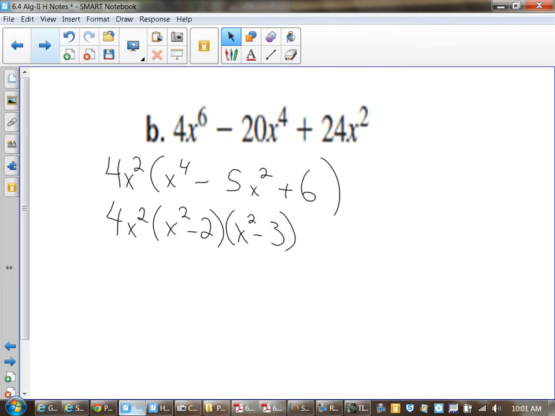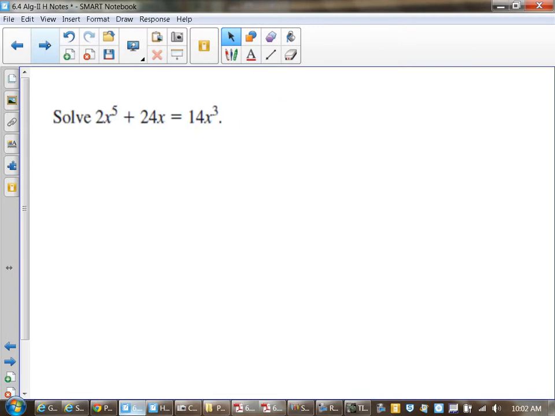I cannot factor anything left over in those two parentheses parts because they're not difference of squares. It's just x squared minus 2 and x squared minus 3. If it was x squared minus 9, I could go further, but it's not. So I'm done. I'm factoring and factoring and factoring. Okay.